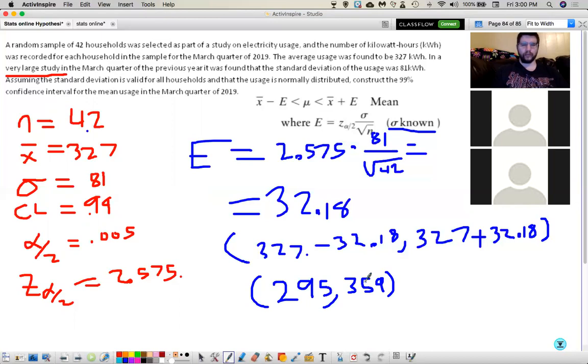Okay. So first thing you want to do is write down all your information. Make sure you pay close attention to whether it's a sigma or an S, so you know if it's a Z or a T. And let's read the next one.